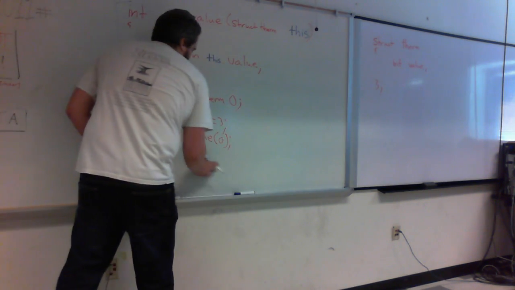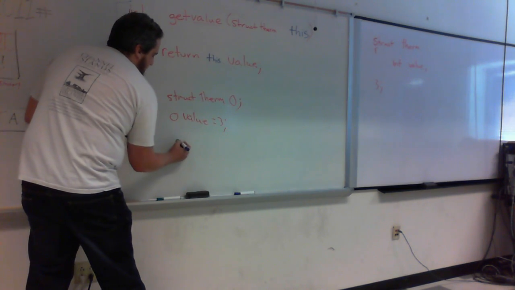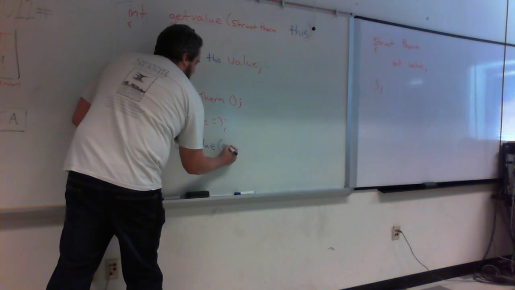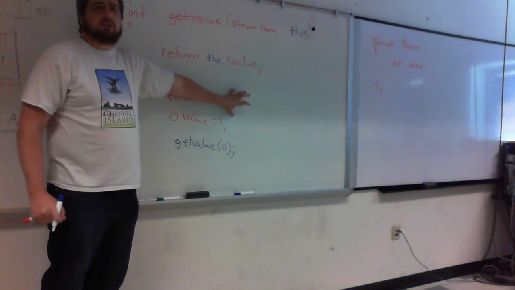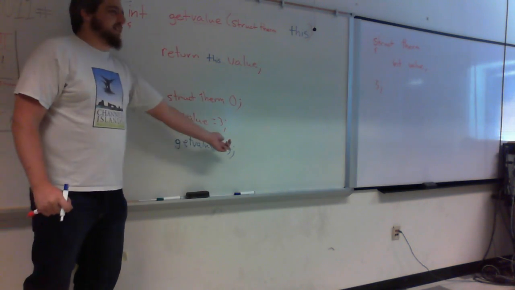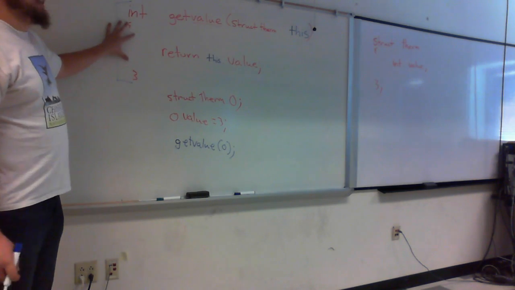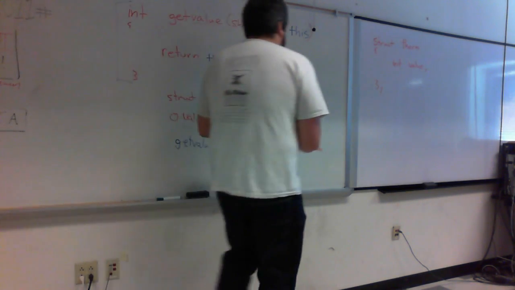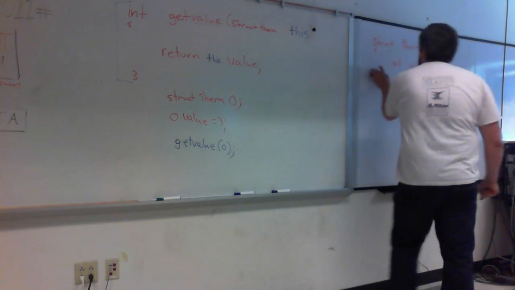When I call get value down here, though, there is a difference. I have to call get value on O, because O is actually my object here. O dot value, I say get value on O. I cannot say O dot get value. But this is where I'm starting to get to the object-oriented programming side. The next step is that we want to be able to insert functions in here.